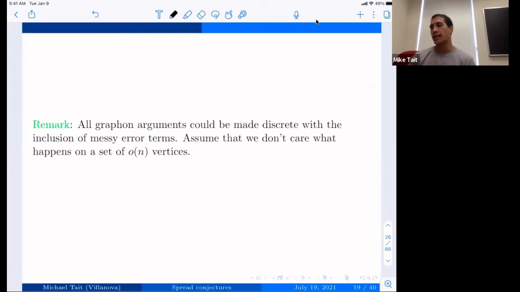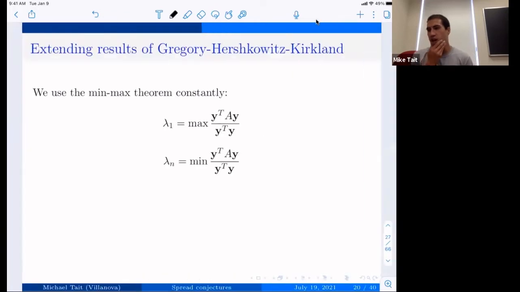But the only thing I do want to say is that because we're using this idea, when I say things, they might not apply to a small number of vertices. So when I say things, it only applies to a linear size set of vertices. And then at the end, you have to deal with this small set of exceptional vertices, but you can do that. Okay, so I want to talk about some of the ideas.